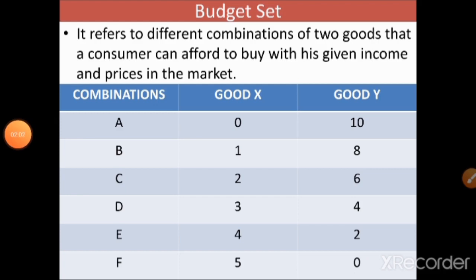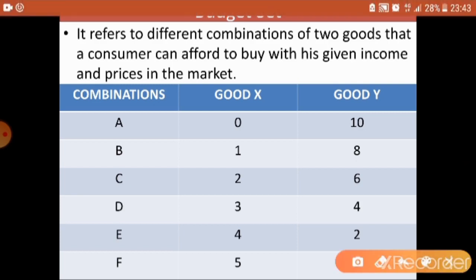The next one is the budget set. What is a budget set? It refers to the different combinations of two goods that the consumer can afford to buy with his given income and the prices in the market. Same as the budget line. Here also we see different combinations of goods with the given income and market prices. In the first combination, the consumer is not buying good X but is spending the entire income on good Y.